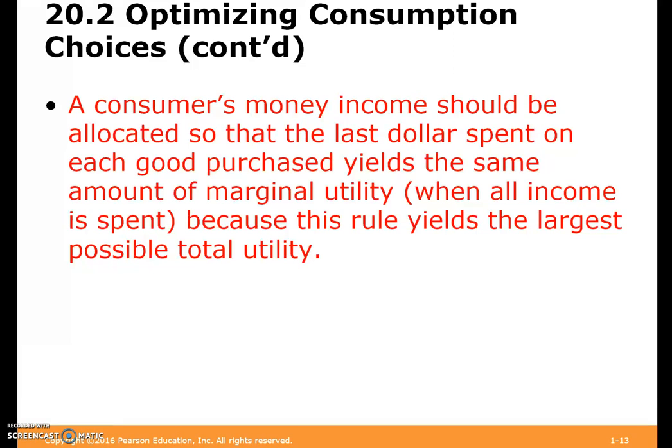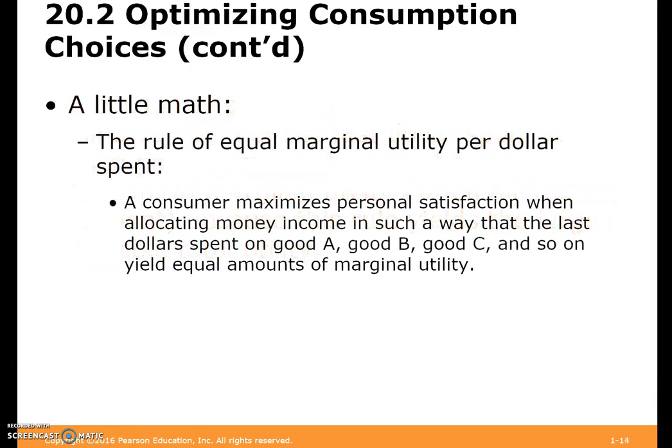A general rule of optimizing consumption is that a consumer's money income should be allocated so that the last dollar spent on each good purchased yields the same amount of marginal utility when all income is spent, because this rule yields the largest possible total utility. There's a little math intuition behind this: the rule of equal marginal utility per dollar spent.